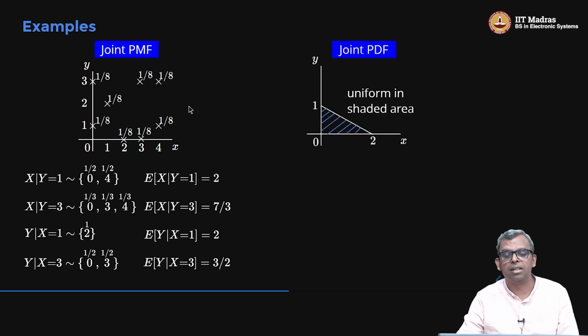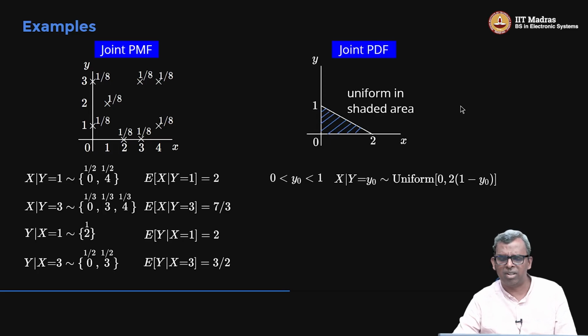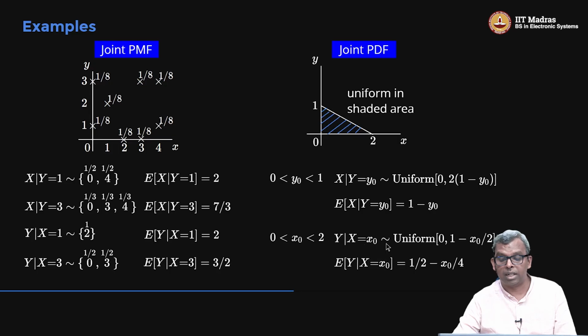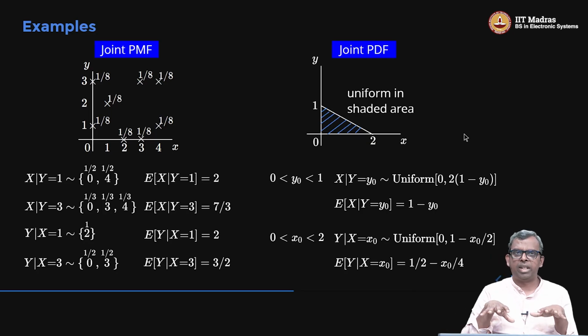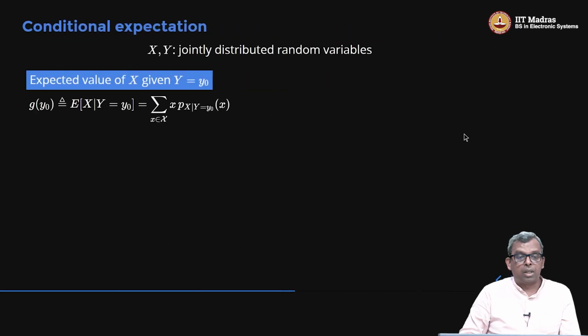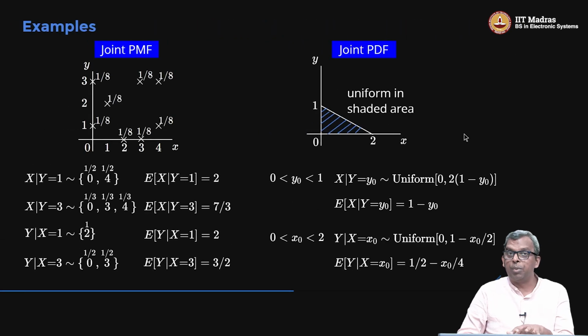So let's do the same for the PDF case. Okay, the PDF case is also very, very easy. So we saw that X given Y equals y naught is uniform on 0 to 2 times (1 minus y naught). So what's the expected value? It's just 1 minus y naught, right? So it is (a plus b) by 2, no? Uniform distribution. So you get 1 minus y naught. So likewise, for 0 less than x naught less than 2, we know Y given X equals x naught is uniform on 0 to (1 minus x naught by 2). The expected value is simply this 0 plus this (1 minus x naught by 2) divided by 2, it's just half minus x naught by 4. Okay. So these kinds of computations you should be very, very comfortable doing. Okay. So this computation is easy.